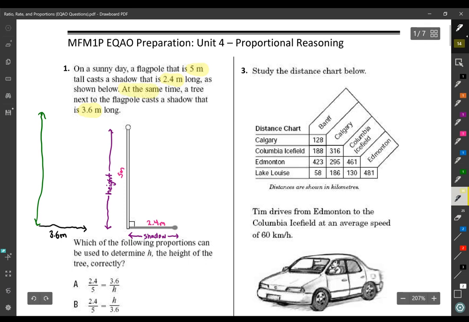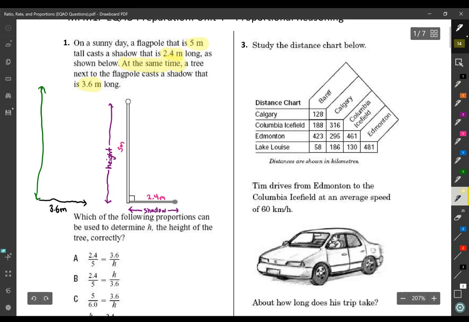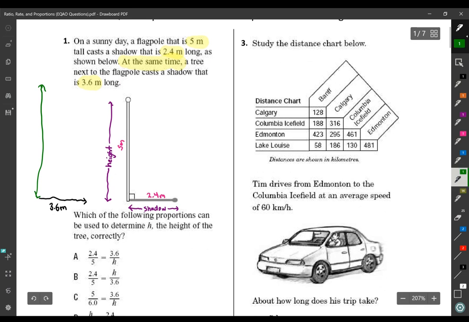So what we do know is that because this is happening at the same time of the day, it says at the same time, the sun is going to be at the same angle in the sky. So what that tells us is that we can create a proportion between the height of the object and the length of the shadow of the object. Again, we don't know the height of the tree.